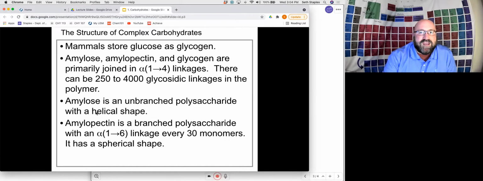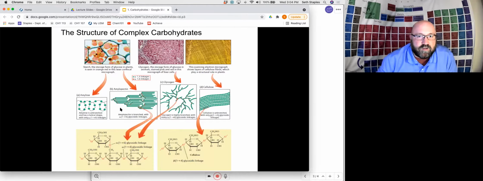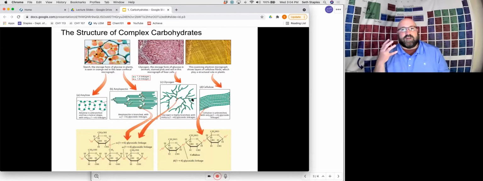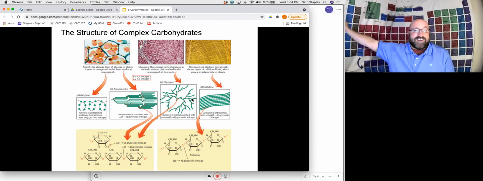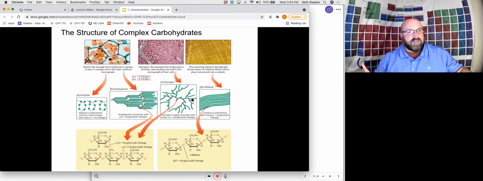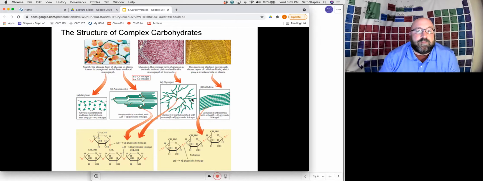Amylopectin, a branched polysaccharide with an alpha 1,6 linkage, ends up with a spherical shape. So here's what amylopectin would look like. And then glycogen and cellulose. So again, one of the takeaways you need to take from this is that all these different long polysaccharides are just sugar molecules in long extended chains connected in different ways. And they have different sorts of purposes.